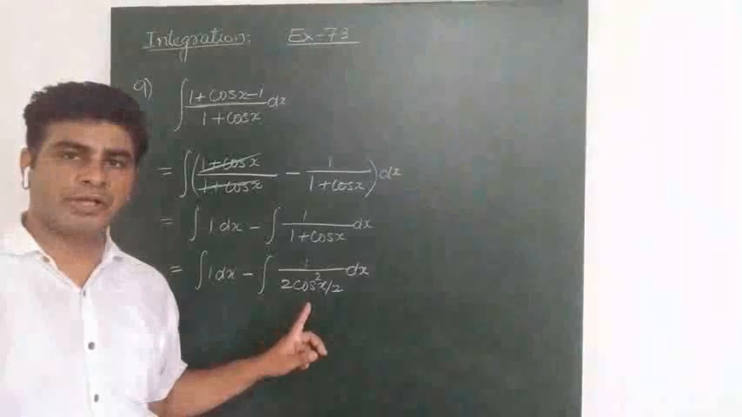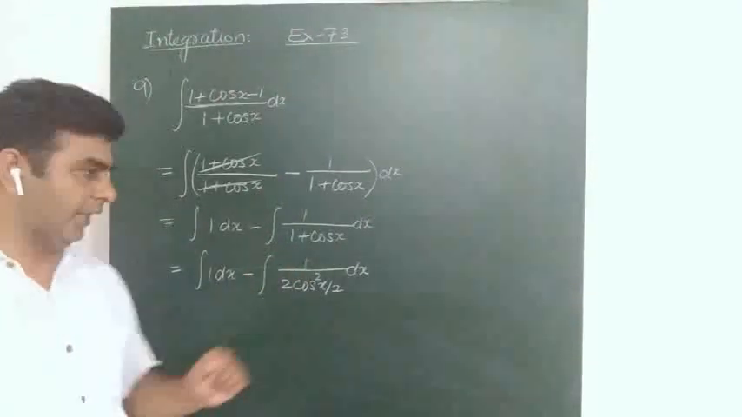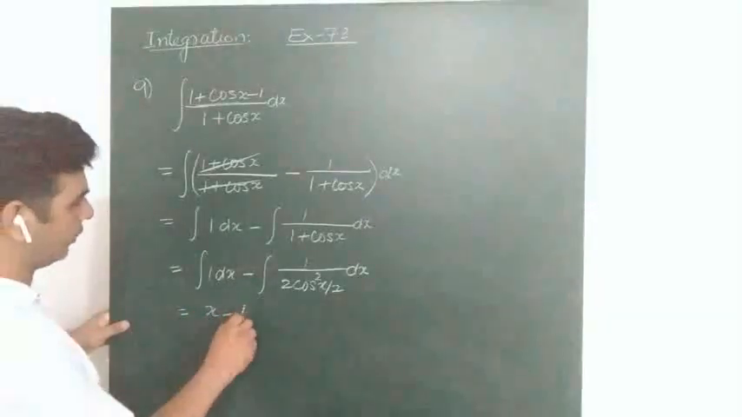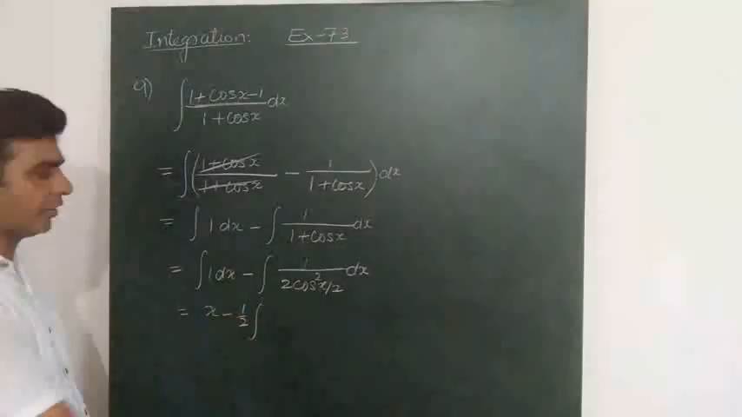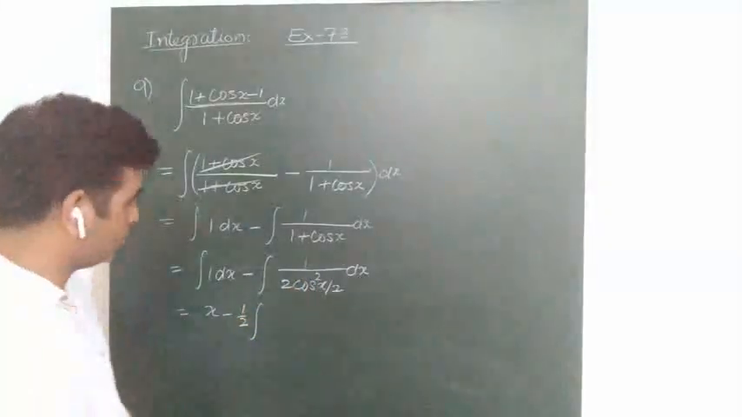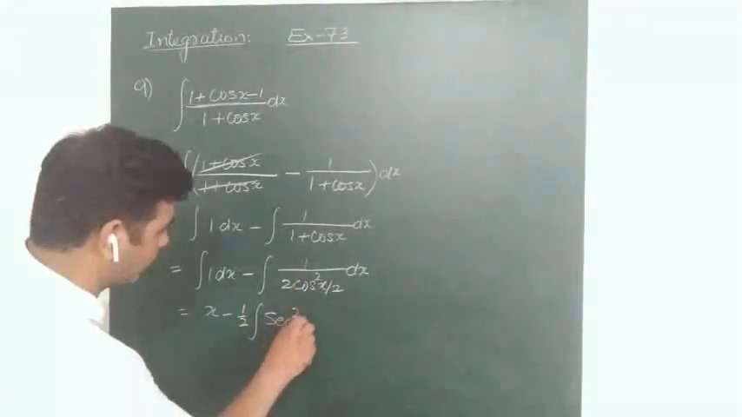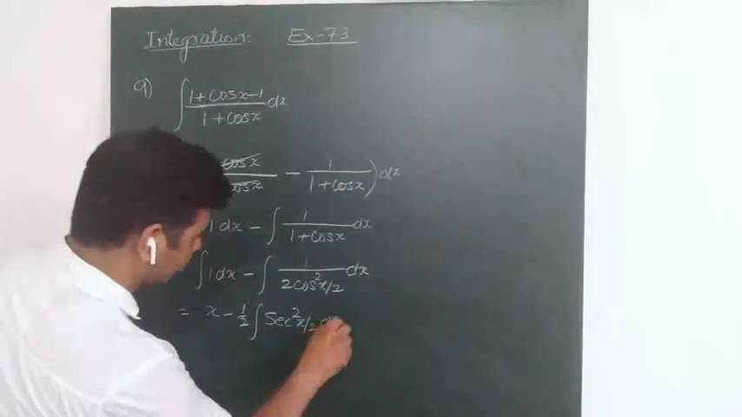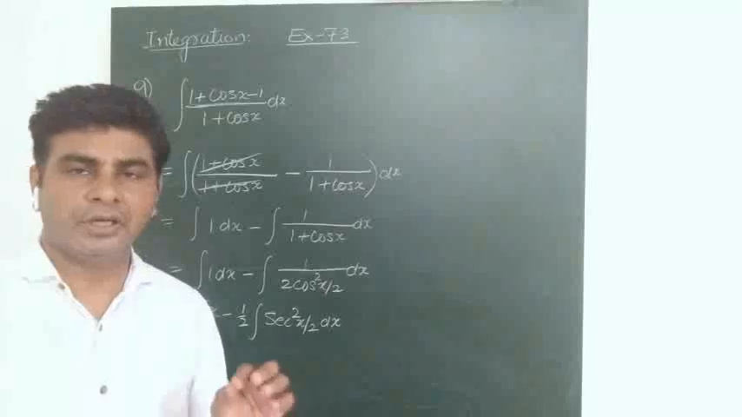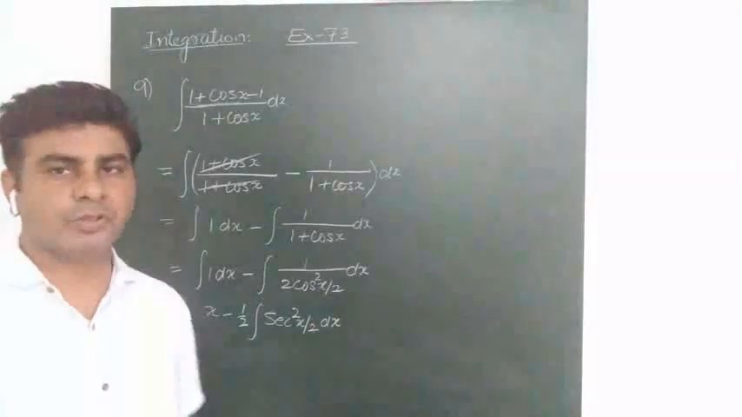And 1 upon cos square x is always equal to secant square x. So this can be written as the integration of 1 is x minus 1 by 2, which can be taken outside the integration, and 1 upon cos square x is equal to secant square x by 2. Let me write down like this. And integration of secant square x is very much possible directly.